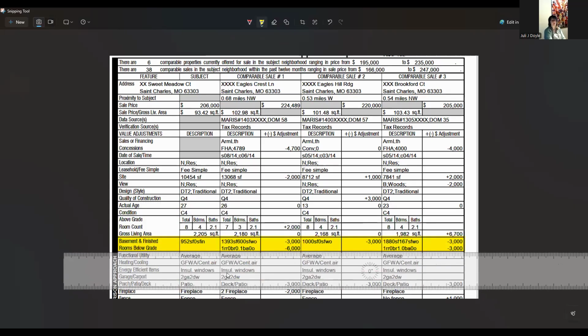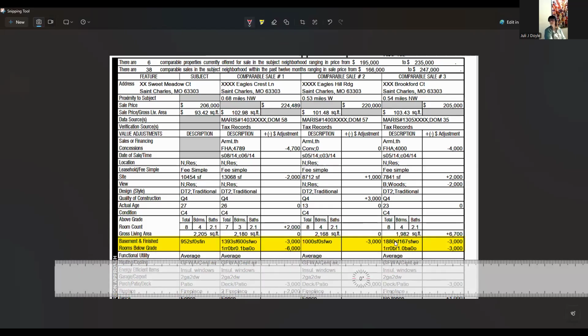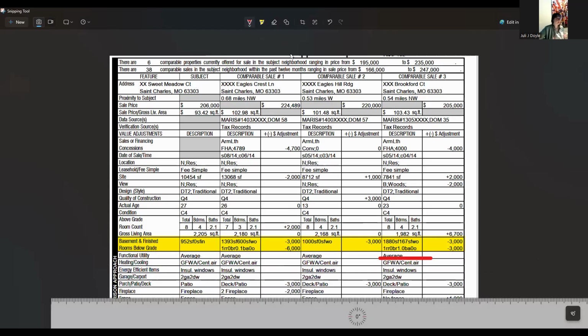So look at this one right here. One room, zero bathrooms, one bedroom, one rec room. This one has one rec room. This one has one bathroom. Do you see where we're going here? It's telling you that there's a room down here, but it's not giving you credit.